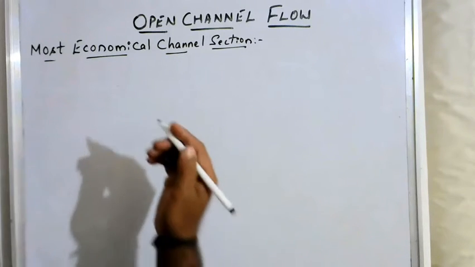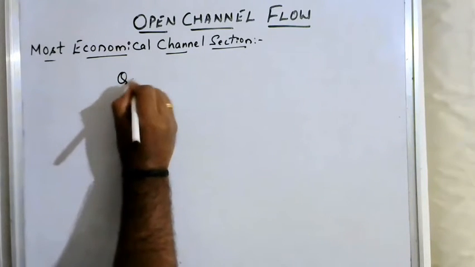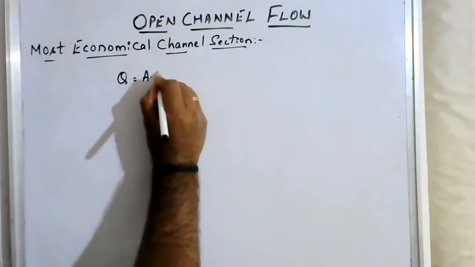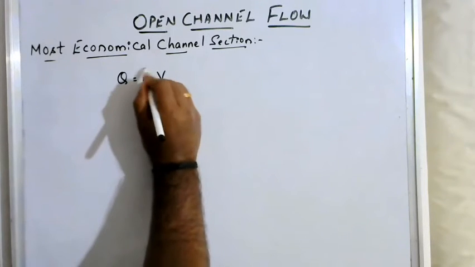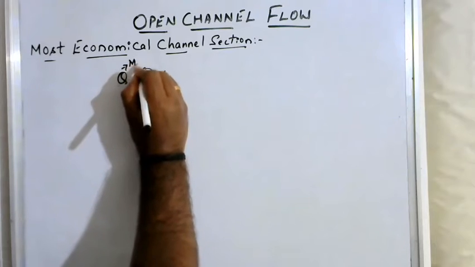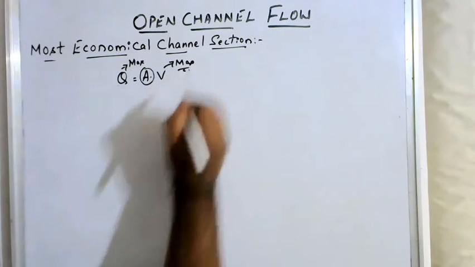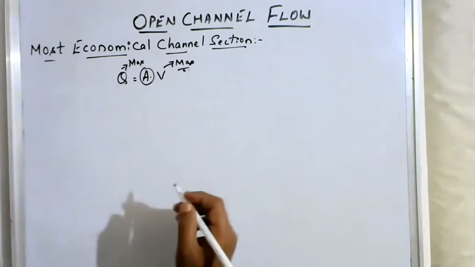You consider the continuity equation. From the continuity equation, the discharge is equal to what? Area multiplied by velocity. For a given area of the channel, this discharge will become maximum when this velocity is what? Maximum. Correct? The discharge is maximum when the velocity is maximum.